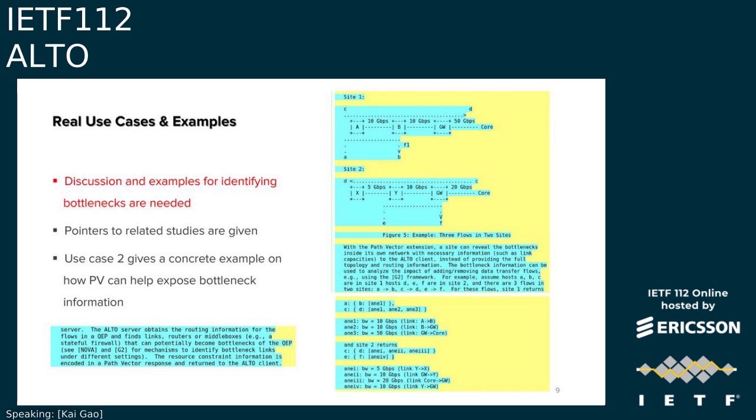And to address the issue of identifying bottlenecks, first we point to related studies, so readers of the document can refer to these research papers to understand how the bottlenecks can be identified. And we also put some actual concrete examples in the document to show how path vector can help expose bottleneck information. So next slide, please.